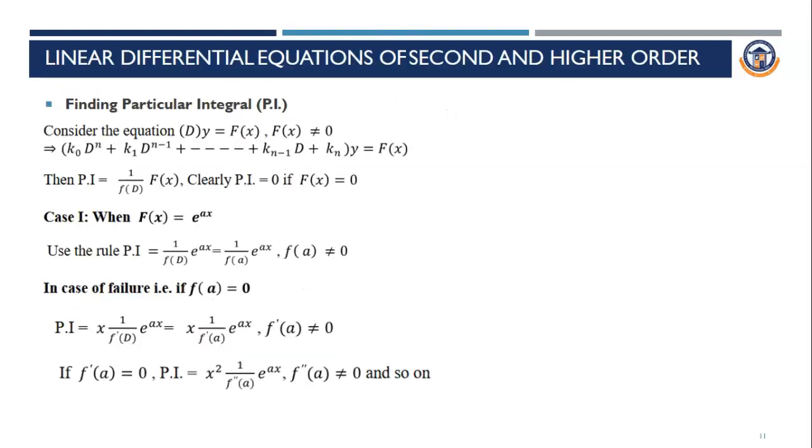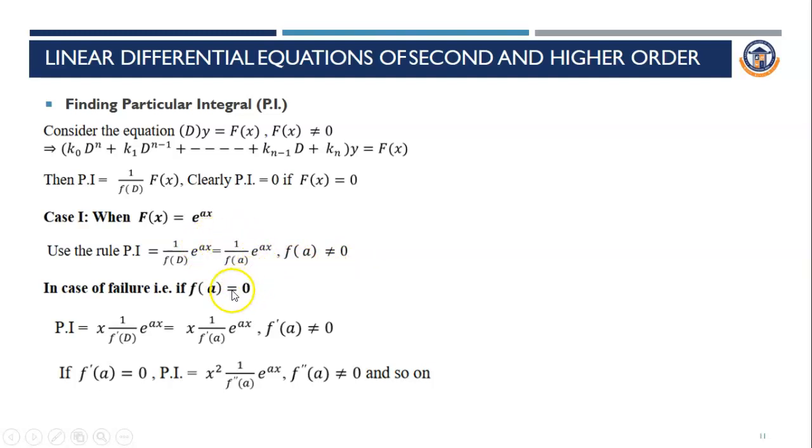Next we are going to find out the particular integral in the type 1 only. If the right hand side is equal to e power alpha x, or e power ax. So first one, we can write particular integral, that is 1 divided by f of D into e power ax, that is equal to 1 divided by f of a e power ax. So here in the denominator, f of a is not equal to 0 means this is the particular integral.